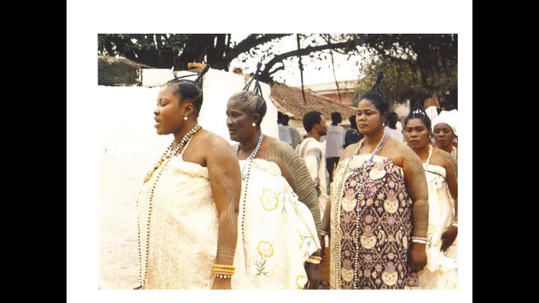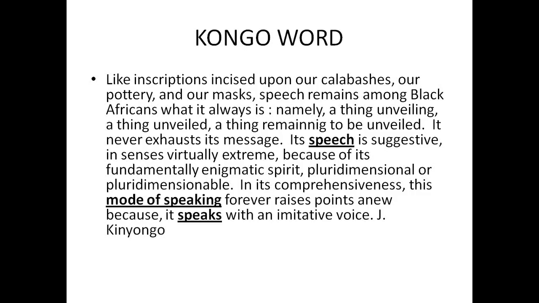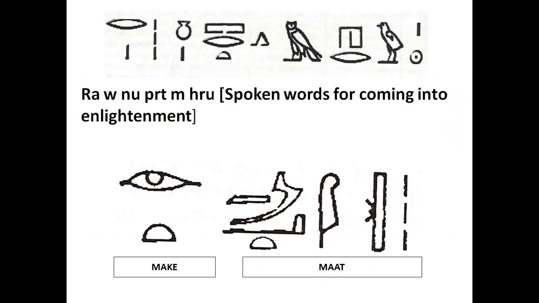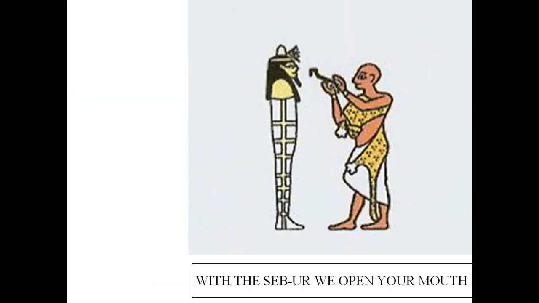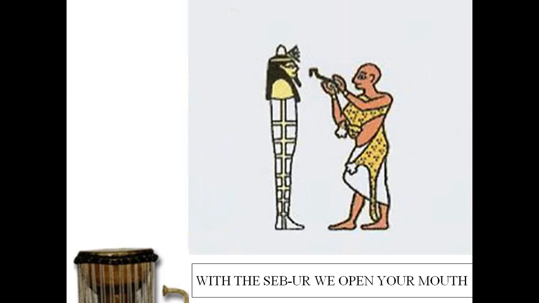These are people from Ghana, the Ga Dangbe people. I won't get into them. I won't get into this. We'll wrap up quickly. This is the opening of the mouth ceremony in ancient Egypt.